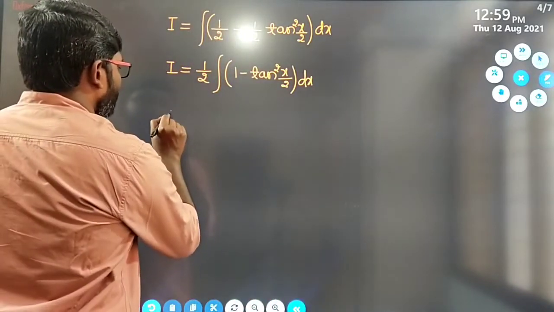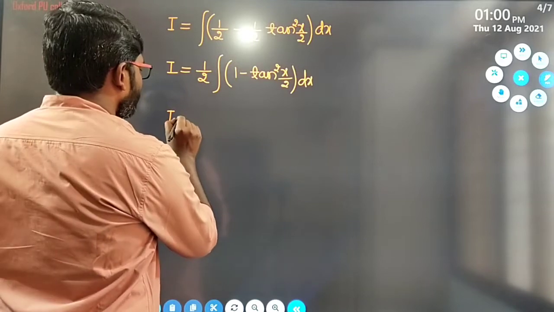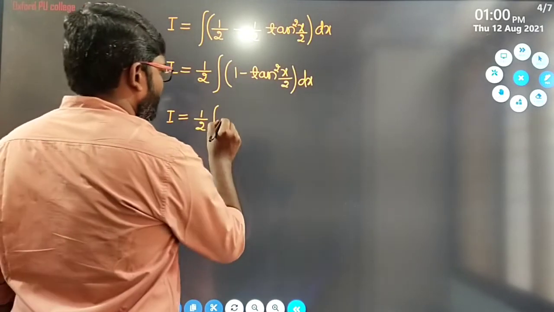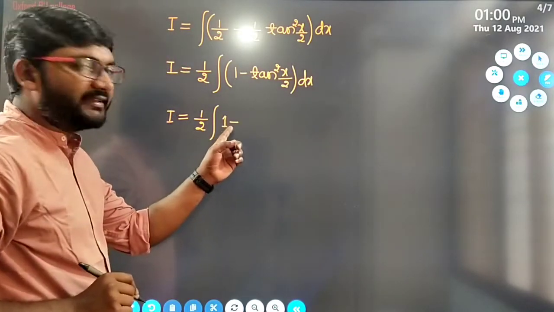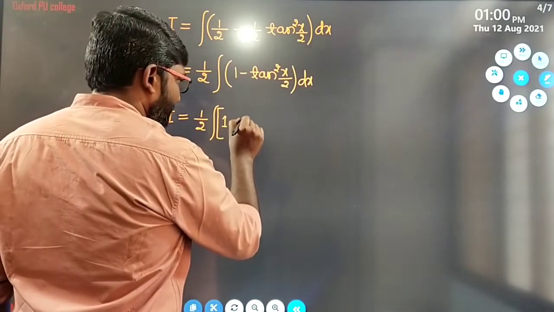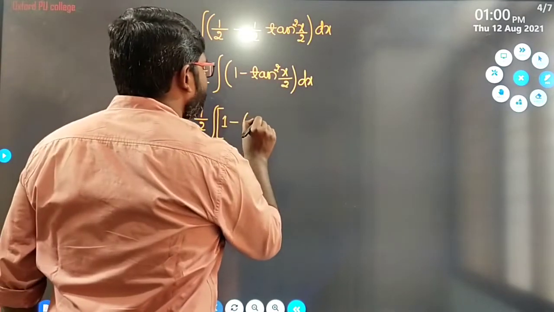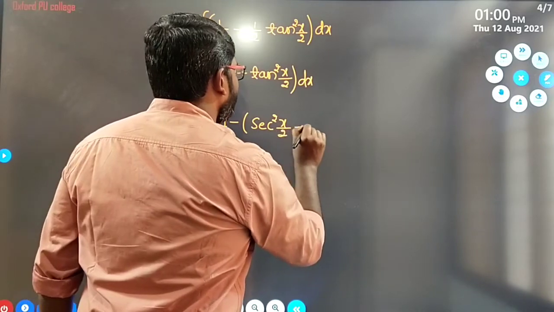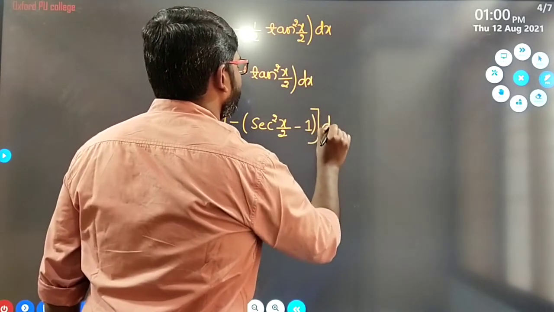So I is equal to 1 by 2 integral 1 written as it is, then minus. Since there is a minus sign, we will have to consider the bracket. Tan square x by 2 can be written as secant square x by 2 minus 1, and close the square bracket as well.